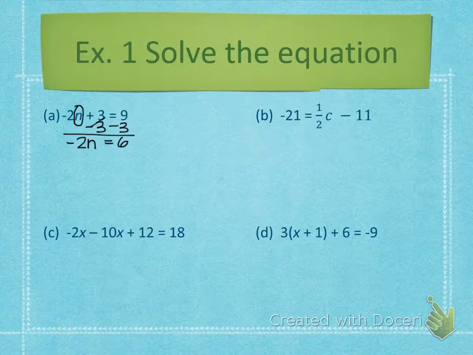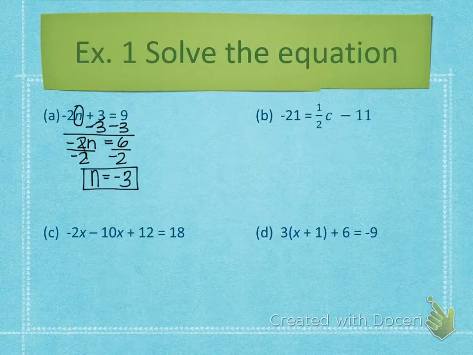Now, multiply or divide. Multiply or divide. What are we going to move, and how are we going to move it? We're going to divide both sides by negative 2. So n equals negative 3. Now remember, equations can be checked. You can take your answer, go plug it back into the original problem and make sure you have the right answer. All right, now let's move on to letter B.